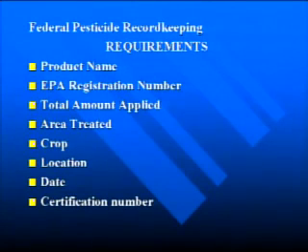You have to keep the product name, that would be the trade name, the EPA registration number, which comes off the jug, the pesticide container, and then the total amount applied, like 2 quarts per acre is what you'd want to put there, and then the area treated, maybe 40 acres crop, let's say cotton.